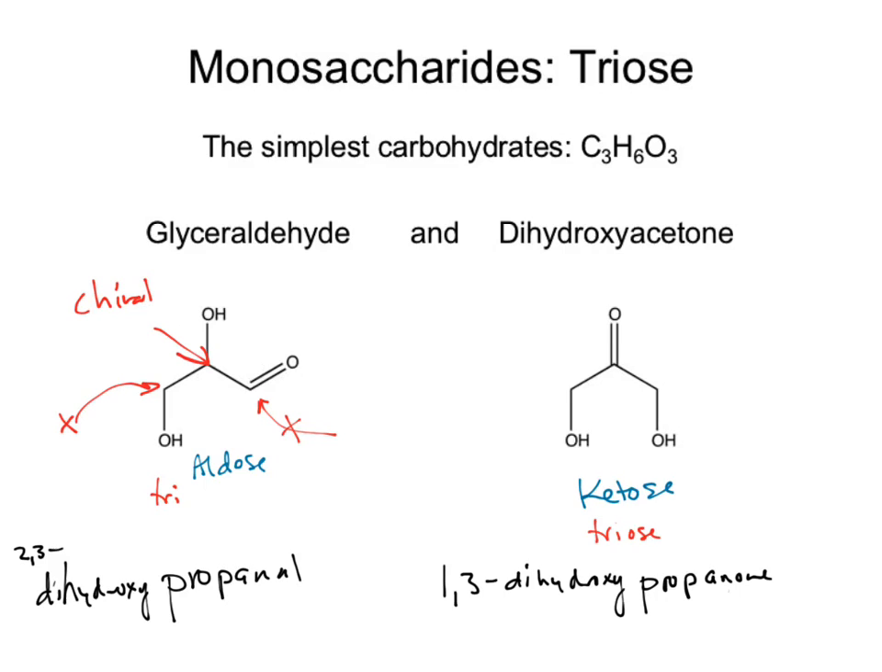In each of those cases, what do we end up getting? We also get aldoses and ketoses. But what happens if I add an extra carbon to this?